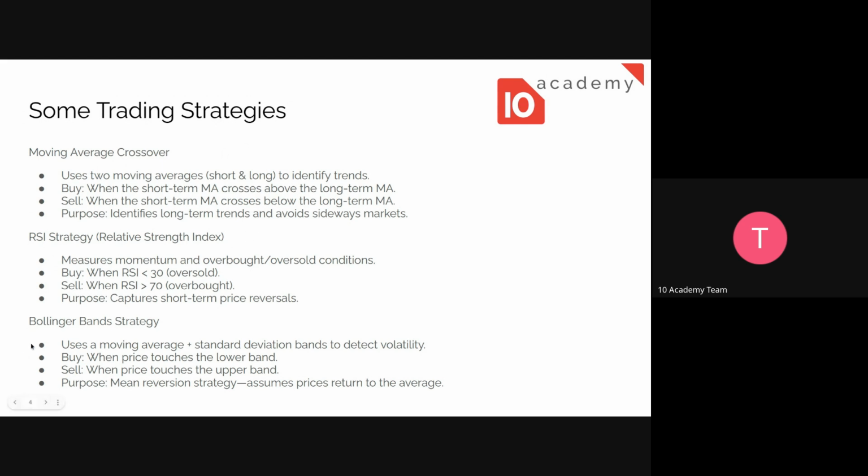relative strength index, Bollinger Band. Moving average crossover, for example, uses two moving averages. That means short and long. For example, it might be a 50-day average. It's going to calculate the past 50 days average on today.